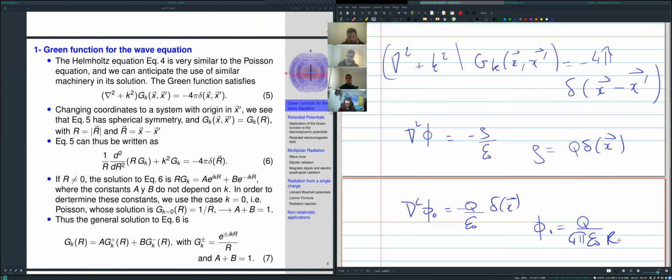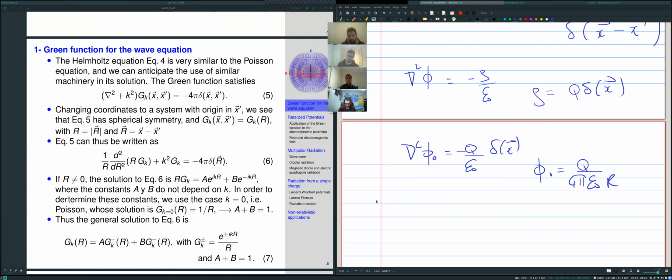But we know the solution for the field of a point source, and it's simply that. This is the Coulomb law. We know the solution for a point source. And so we have a representation of the delta function, which is that the Laplacian of 1 over 4 pi r equals minus delta of x, or this thing.